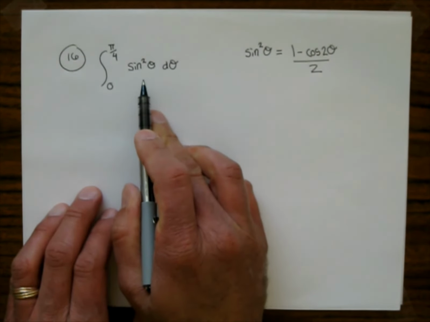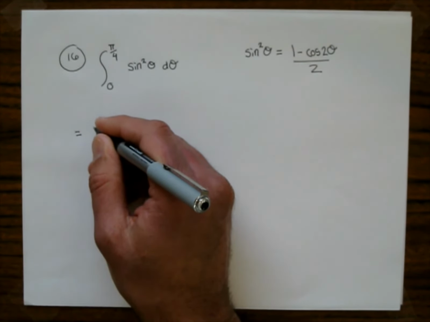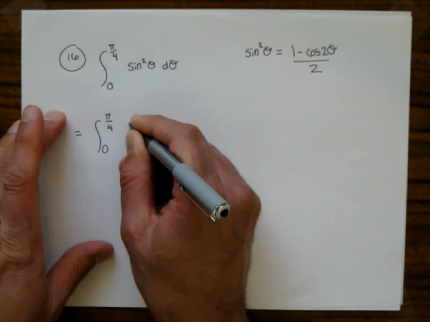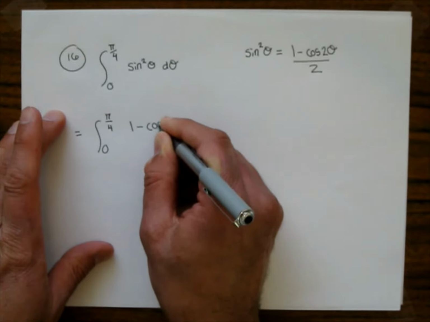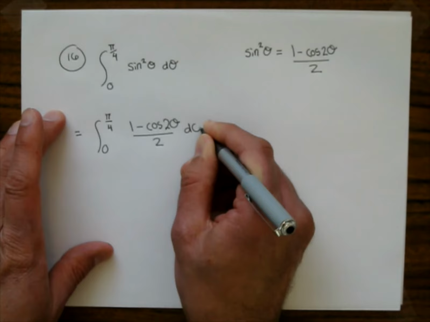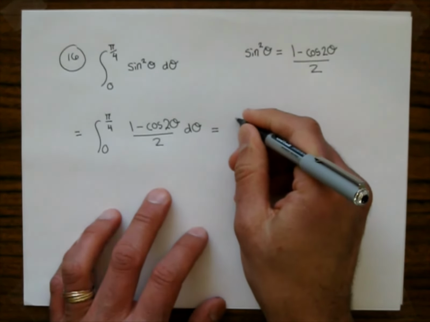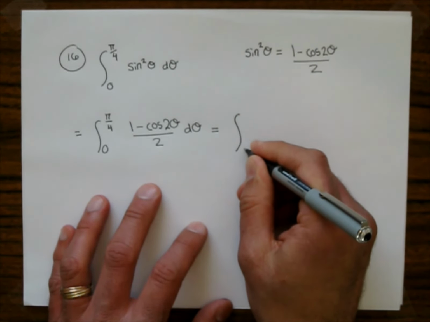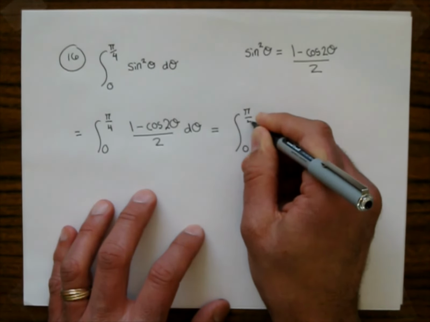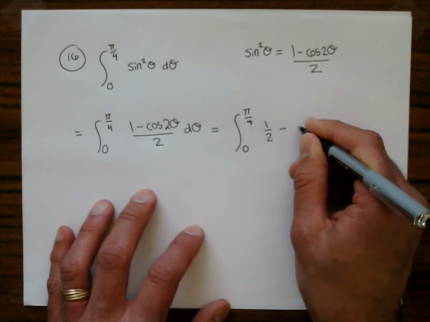So if we're going to integrate this, we're really going to want to integrate from 0 to pi over 4, and we have 1 minus cosine 2 theta all over 2 d theta. Okay, so what do we have here? We have the integral from 0 to pi fourths. This is really like 1/2 minus 1/2 cosine 2 theta.